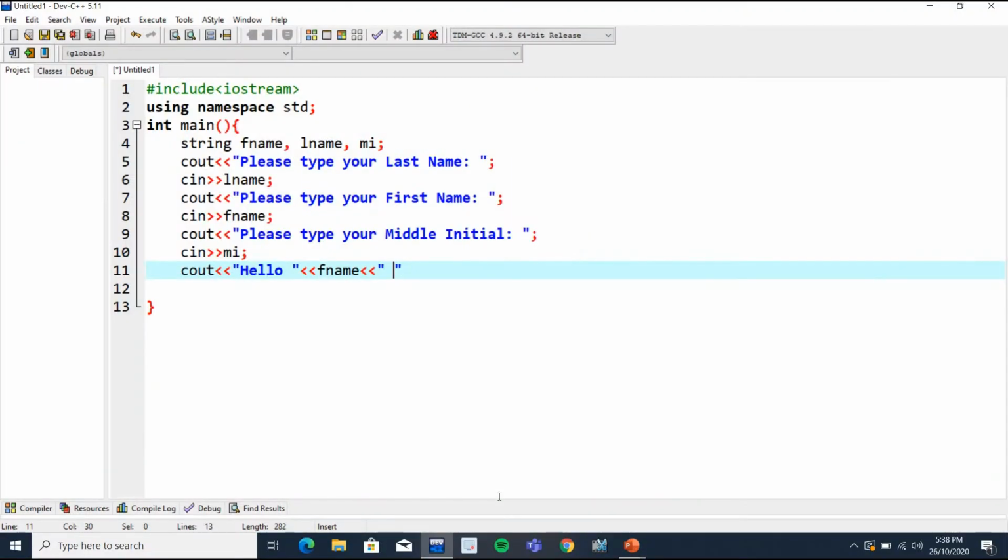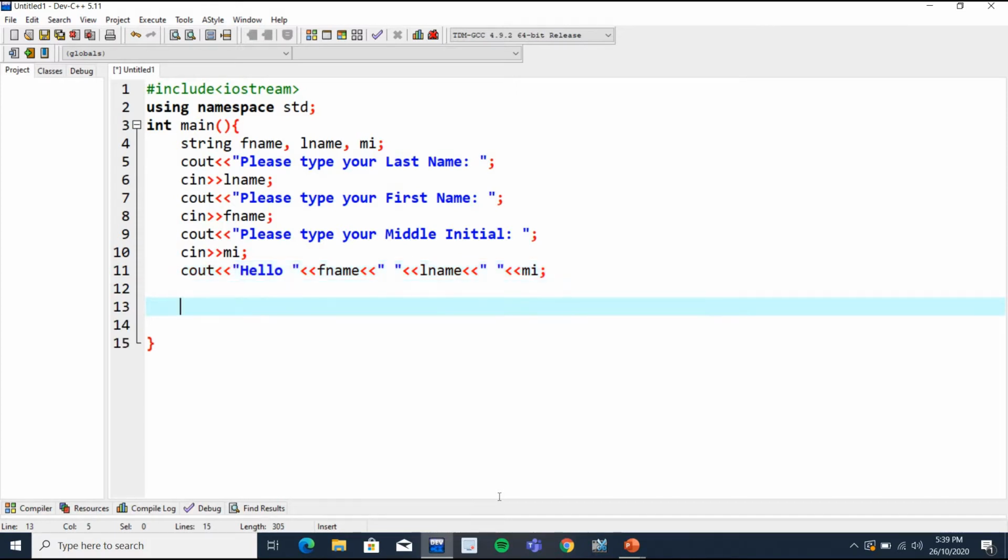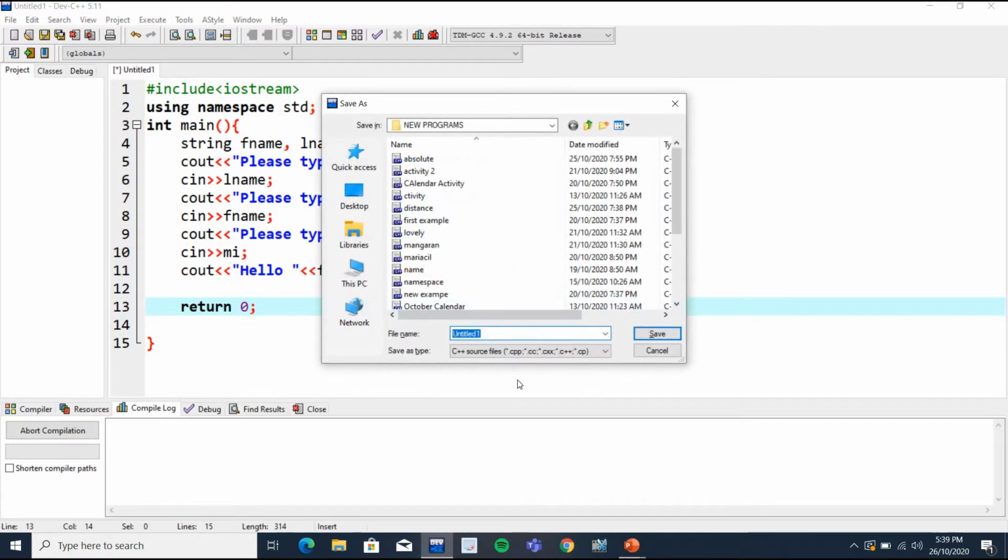Sige, ano na lang po. Ang ilalagay na lang natin is space. And then, tatawagin na natin si L name or the last name. And then, space ulit. And then, yung middle initial na. Semicolon. And then, we will terminate the program. We will type the return 0. So, we will save our program.